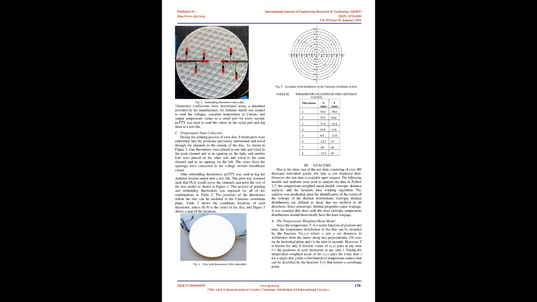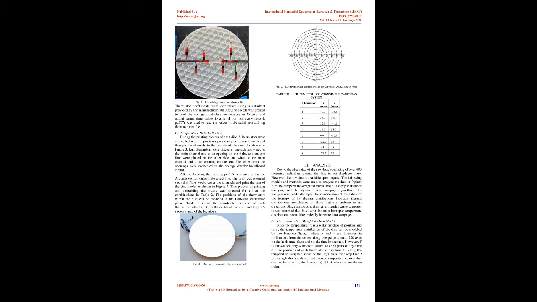3. Analysis. Due to the sheer size of the raw data, consisting of over 400,000 individual points, the data is not displayed here. However, the raw data is available upon request. The following models and methods were used to analyze the data in Python 3.7: the temperature-weighted mean model, isotropic distance analysis, and the dynamic time warping algorithm.